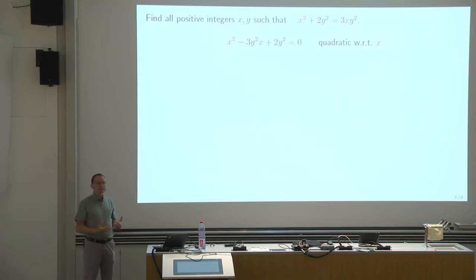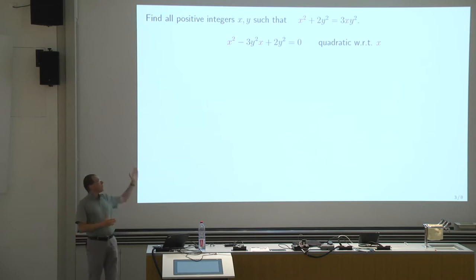And what is the condition? How would you find values of y for which the equation has a solution in integers? What would be the problem if you just try to plug in random values of y? There are infinitely many y's that you have to go over, absolutely. But what would make it difficult for x to be a positive integer?